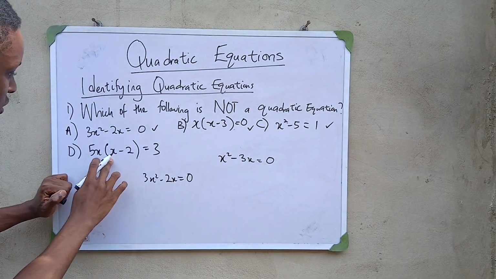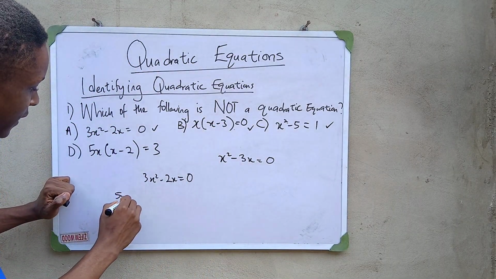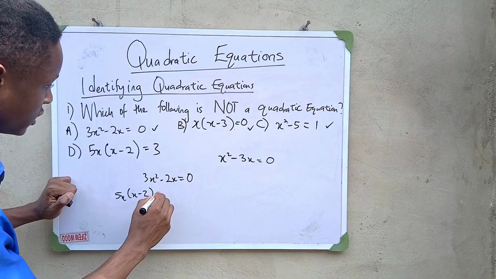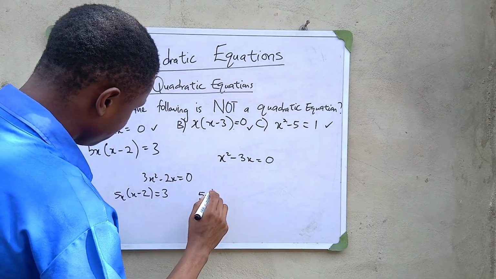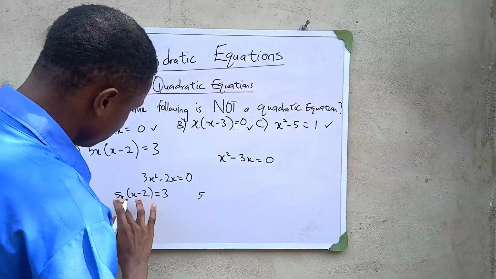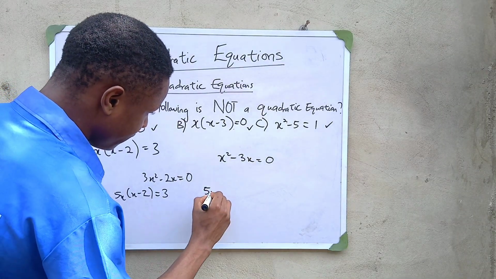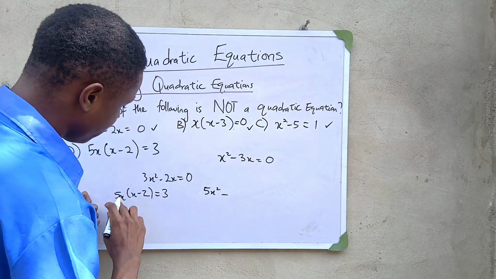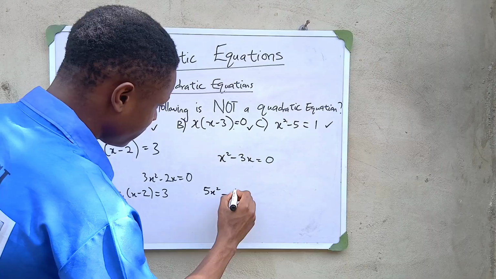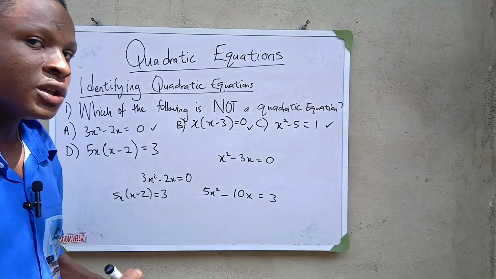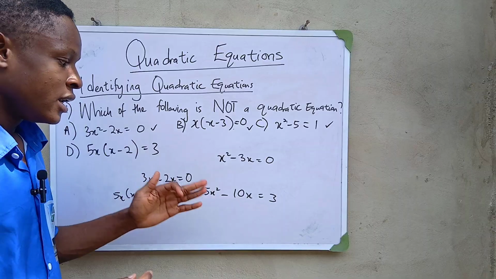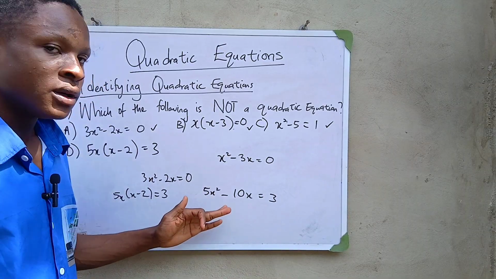So let's check this too. We have 5x into x minus 2 is equal to 3. Now let's expand this. We'll be having 5x squared minus 10x is equal to 3. So this is also a quadratic equation because the highest power of the unknown is 2.